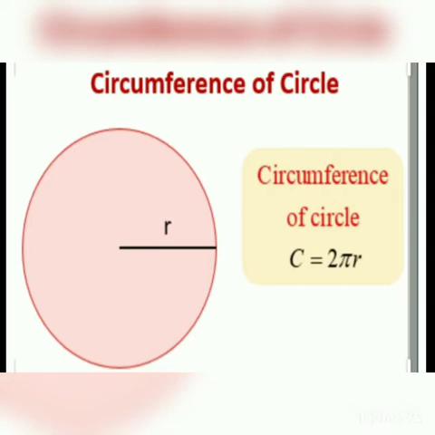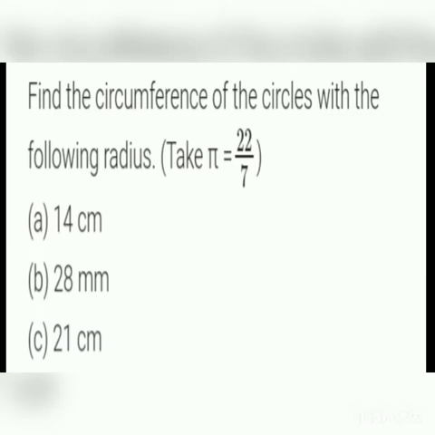Now we can solve some problems. Find the circumference of circles with the following radius. What is it? Radius is given: 14 cm, 28 mm, 21 cm. So first question, 14 cm. Radius is given. How will you find the circumference? The only factor you need for finding the circumference is the radius. If you know the radius, you can find the circumference of any circle.